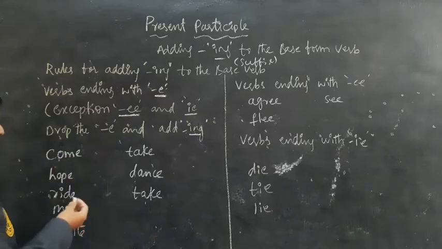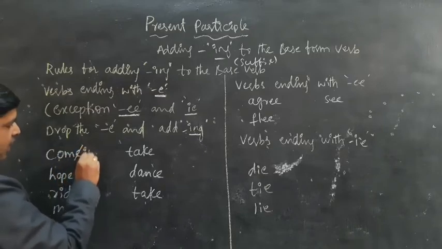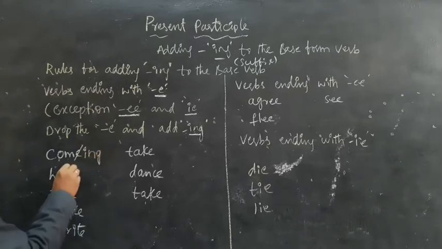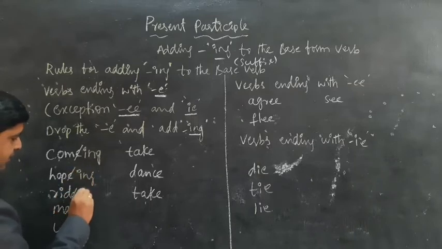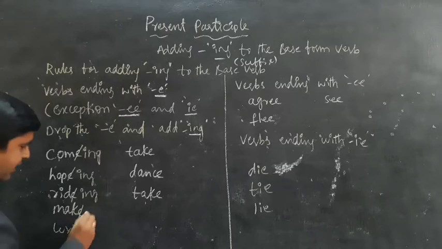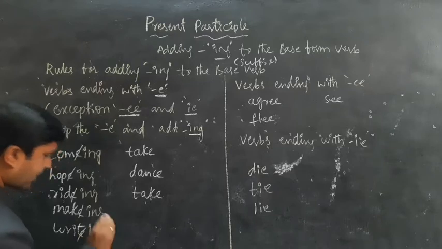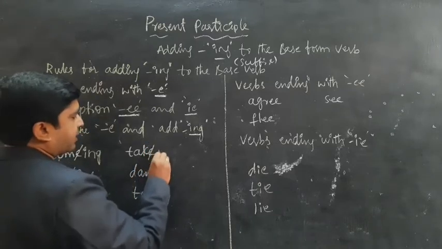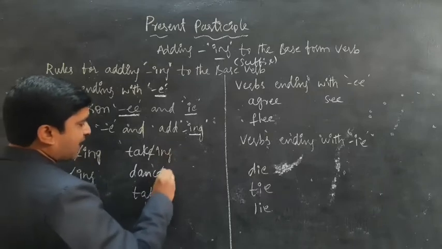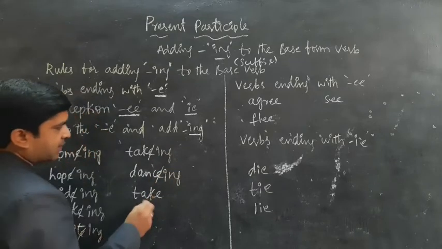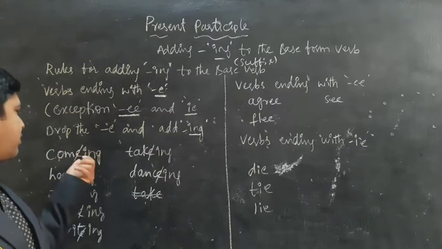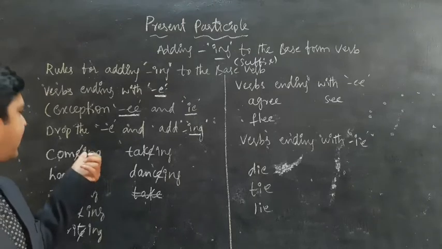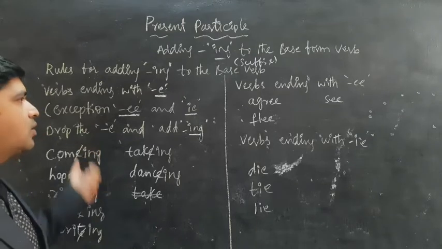Here come. We have to remove e and add ing. In the same way, hope, hoping, ride, riding, make, making, write, writing, take, taking, dance, dancing. In this way we are removing the last letter e and adding ing to the base verb.